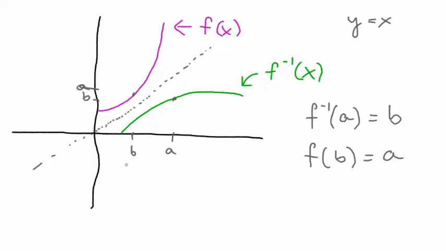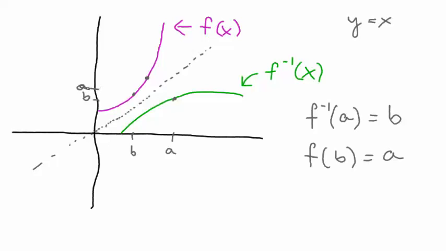I can see right now that this thing is definitely not to scale. That's not good. Anyway, as long as we know this: plug b in, you get a out. Plug a into the inverse, you get b out. So my picture is not exactly accurate. I will just say that much right now.